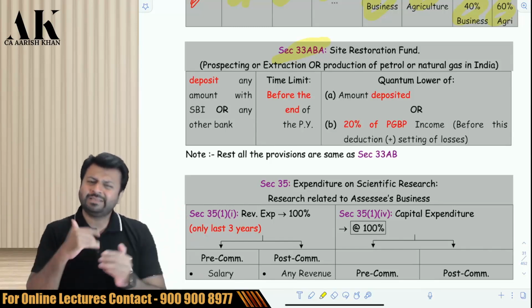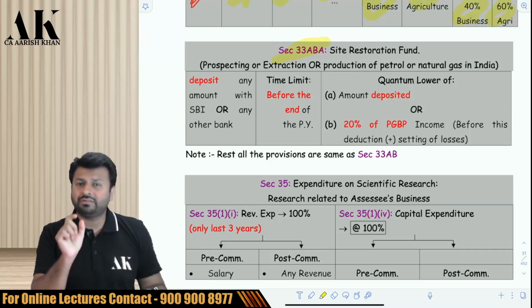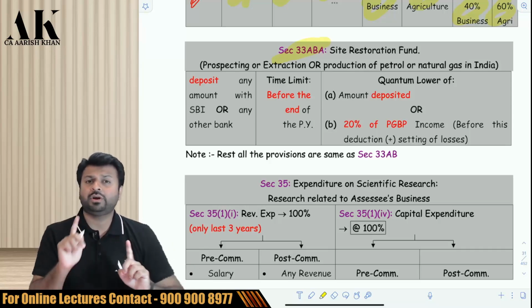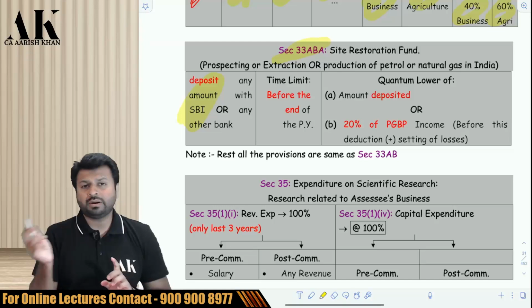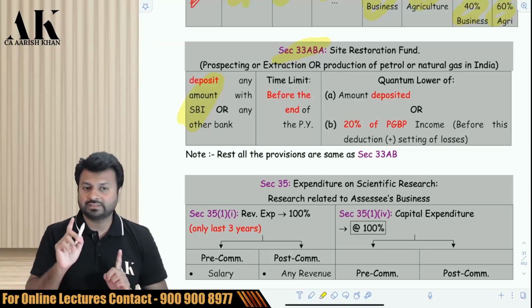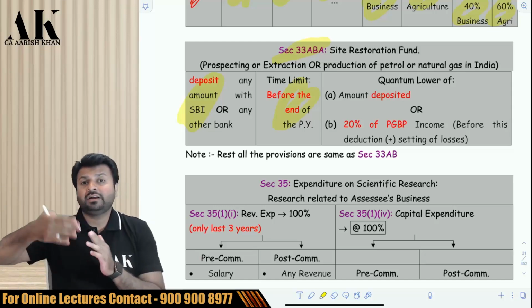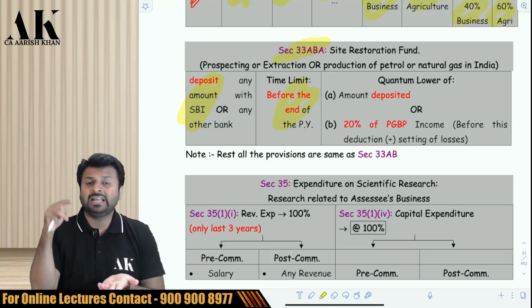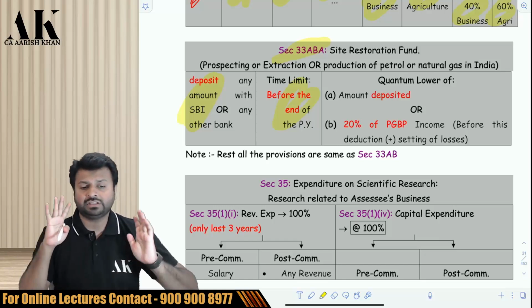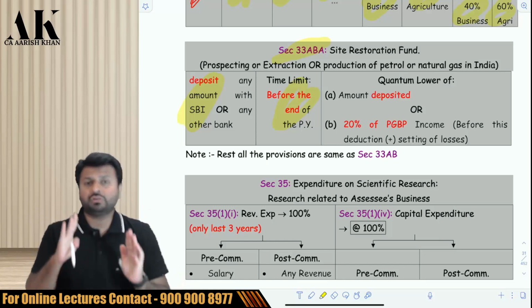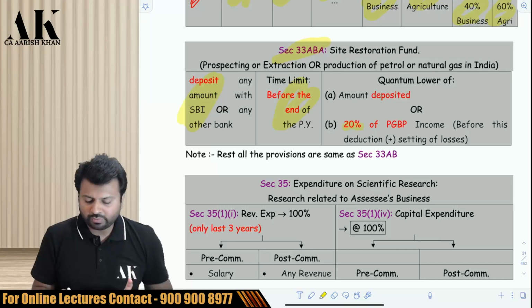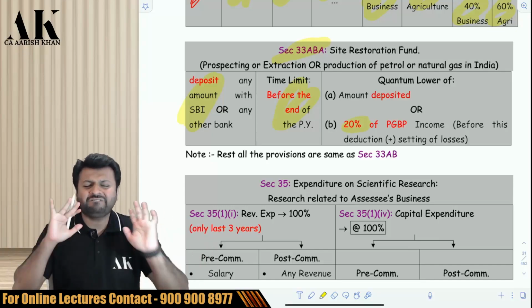So now everything is the same over here except some conditions which are differentiating. Let me tell you the differentiating points over here. First thing, here you are going to deposit to SBI, not to NABARD. Second, here the time limit is slightly stricter. There the time limit was 6 months from the end of the financial year or the due date of filing of return, whichever is earlier. Here it is before the end of the financial year. Okay? Before the end of the financial year, you have to deposit the amount. And here the percentage is 20% instead of 40%. Apart from that, everything is the same.